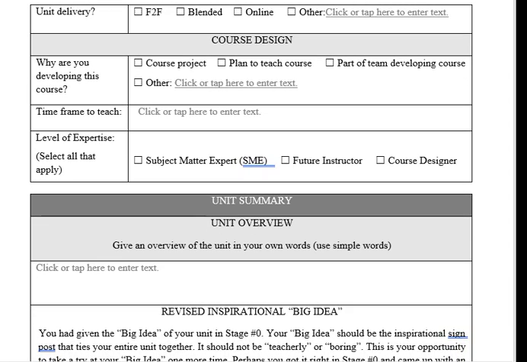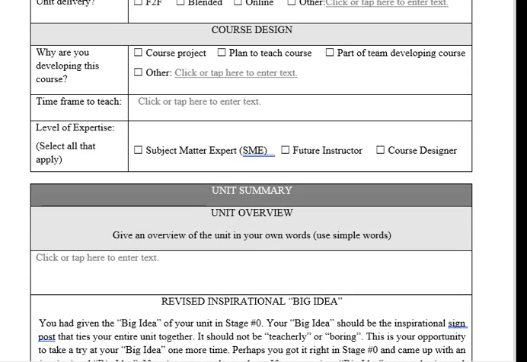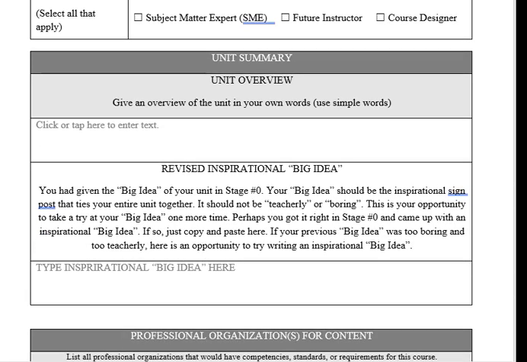So now we're going to go into specifics about the unit. So exactly why are you doing this unit? What's an overview of it? Remember to keep this very simple so anyone reading it could understand what this unit is about.